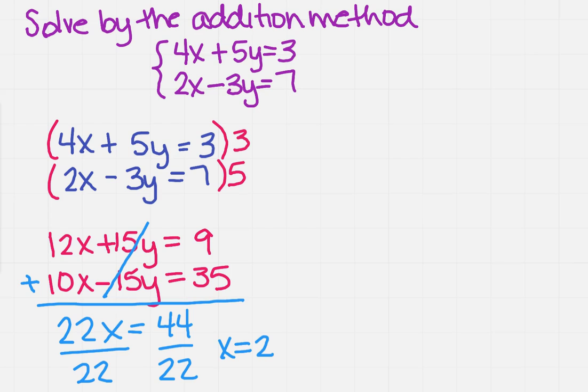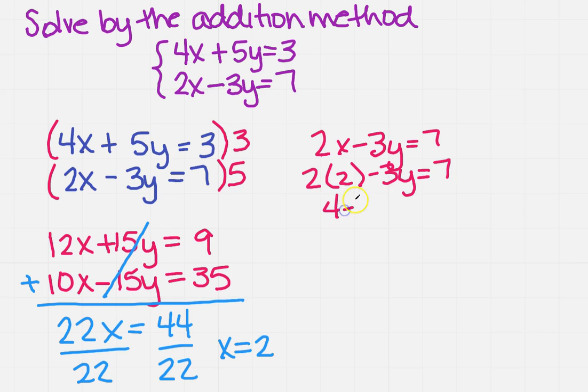Just like before, how am I going to find y? Well, I'm going to plug it back into one of my equations. So let's just say that I picked the second one. So I've got 2x minus 3y equals 7. So everywhere there's an x, I'm going to plug in 2. I'm going to rewrite the rest of the equation. I get 4 minus 3y equals 7.